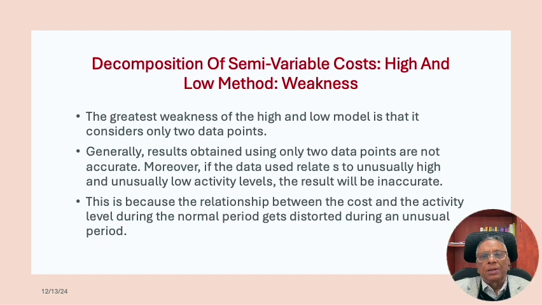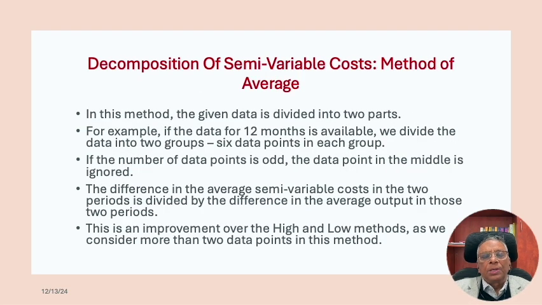But when we apply this method, there are two very significant weaknesses. One is that when we take only 2 points, we definitely sacrifice accuracy. The second important weakness is that when we say high or low level, either of these may occur in an abnormal period. However, we can address that by removing the abnormal period and taking a balanced number of periods, that is a balanced number of data, and calculating the high and low method. To improve upon it, management accountants have developed what is called the average method. Here, let us assume a period of 1 year we are considering.